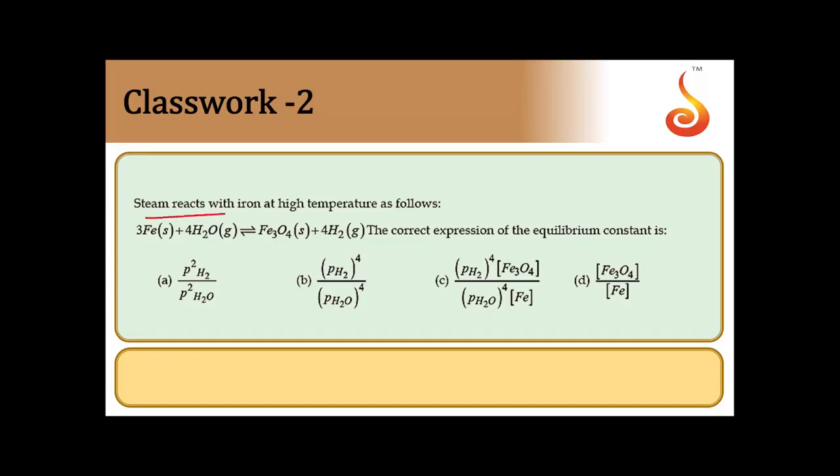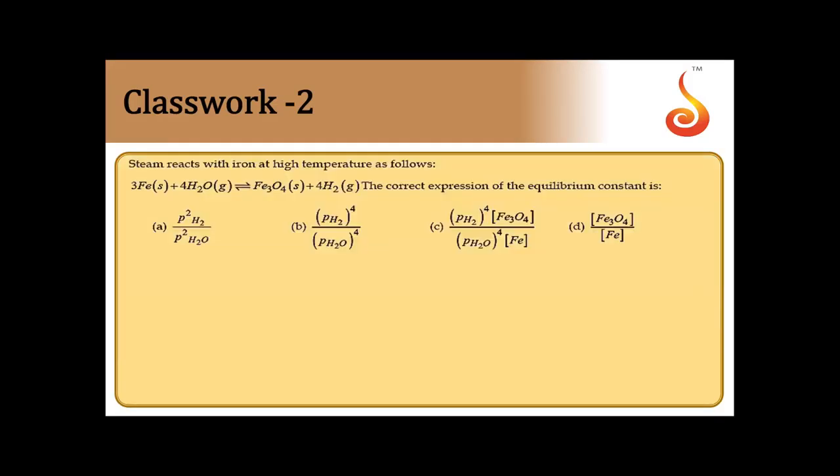Then the second one. Steam reacts with iron at high temperature as follows: iron plus water, steam, giving rise to Fe3O4 and 4H2. The correct expression for the equilibrium constant is... Solids will not appear in the expression of the equilibrium constant, and Fe and Fe3O4 are both given as solids, so these two will not appear in the equilibrium expression.